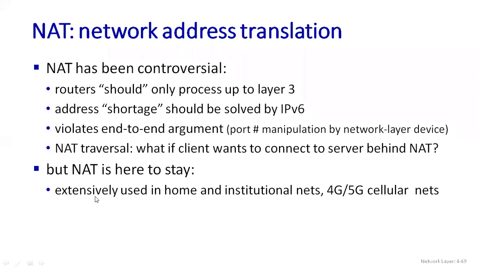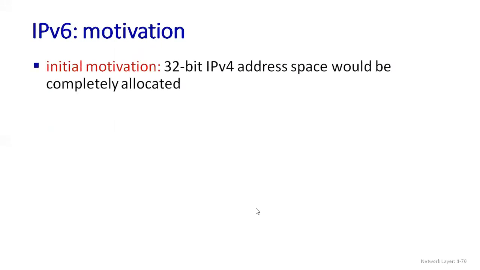So how is NAT going to stay? Generally it is going to work only inside your home or institutional network, wherever there is any 4G or 5G connectivity. So now you can see here what my IPv6 motivations are. Why have I moved towards IPv6? This is my initial motivation.